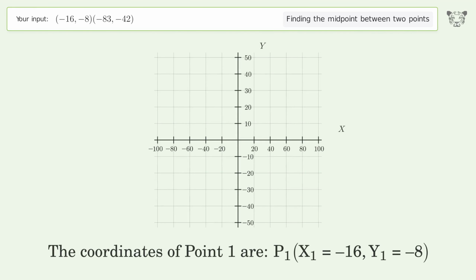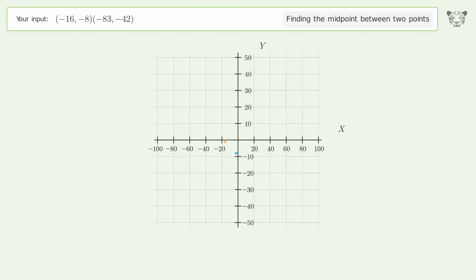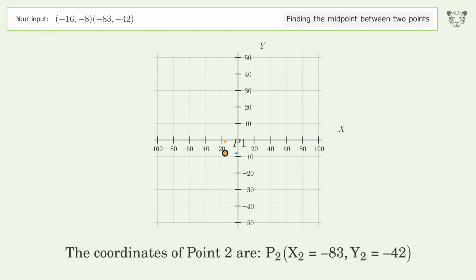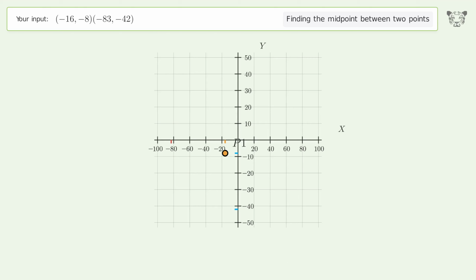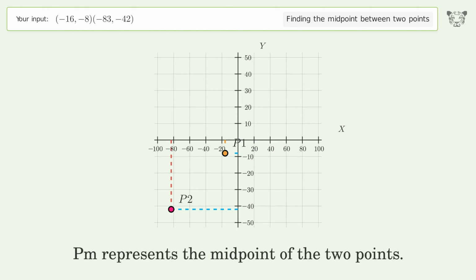The coordinates of point 1 are, x1 equals -16, y1 equals -8. The coordinates of point 2 are, x2 equals -83, y2 equals -42. PM represents the midpoint of the 2 points.